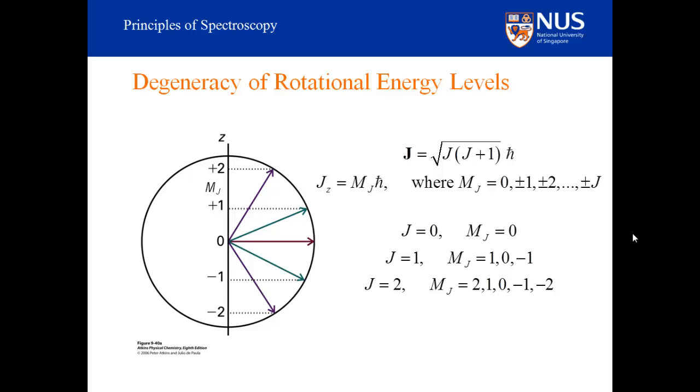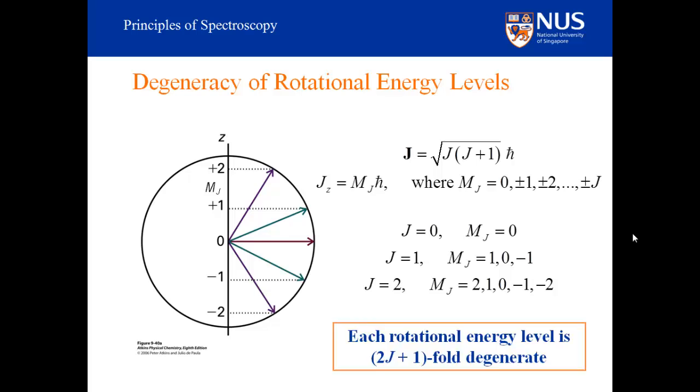So my j equals 0 level is not degenerate, there is only one energy level. My j equals 1 level will have 3 energy levels of exactly the same energy. My j equals 2 level will have 5 energy levels of the same energy. My j equals 3 level will have 7 energy levels of the same energy, and so on. So the number of energy levels with the same energy is increasing, and you can work it out. The number of degenerate energy levels for any value of j is equal to 2j plus 1.